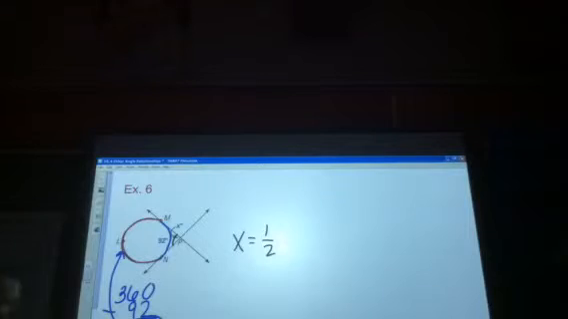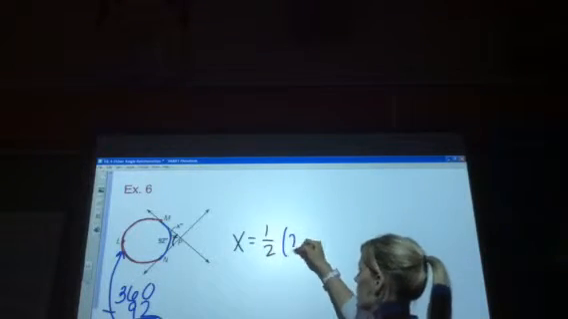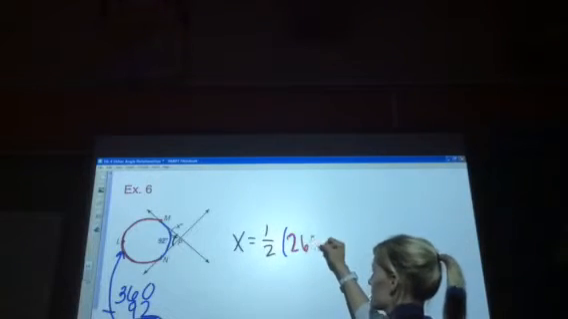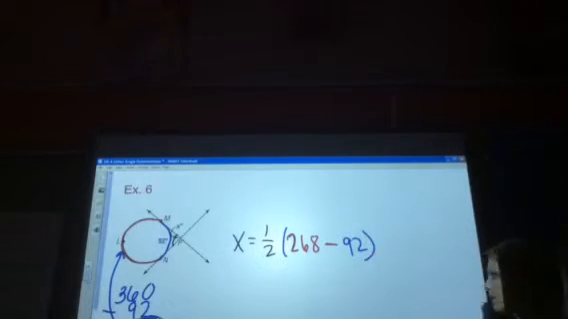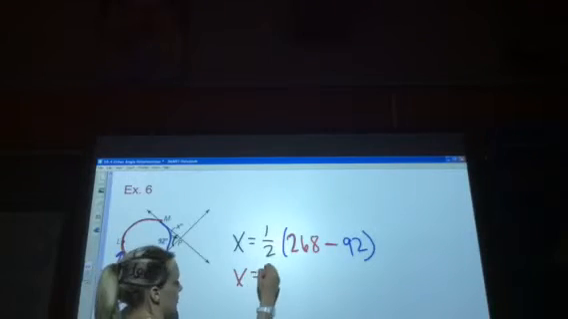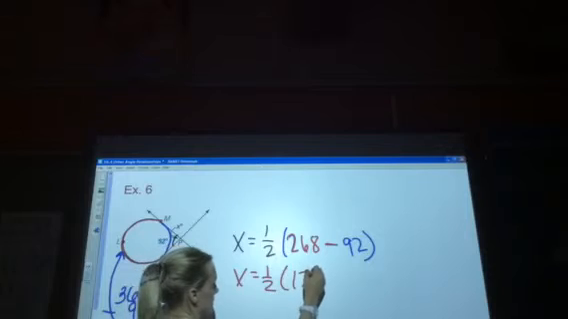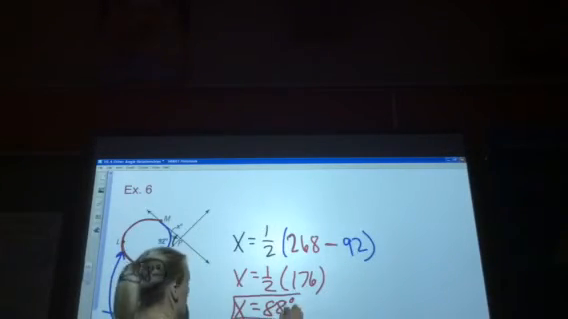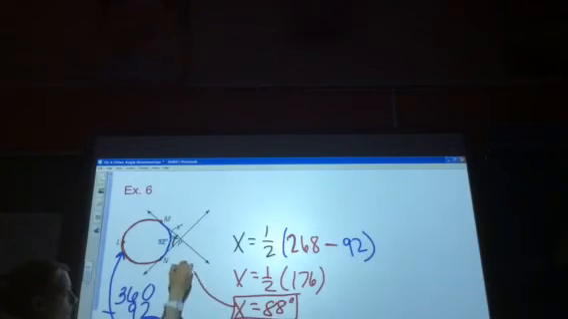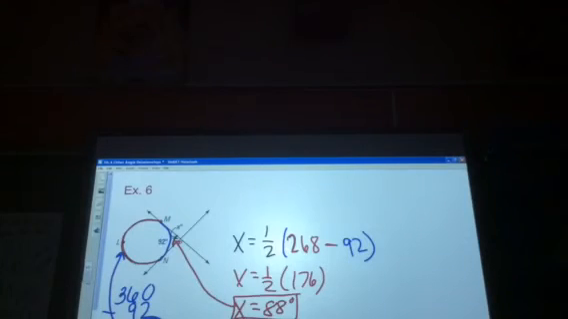for the major arc. So we've got x is 1/2 of 268 degrees minus the smaller arc, which is 92 degrees. And do 268 minus 92, and you get x is equal to 1/2 of 176, or x is equal to, when you take 1/2 of 176, you get 88 degrees. So your angle is 88 degrees. And that concludes the notes for 10.4.